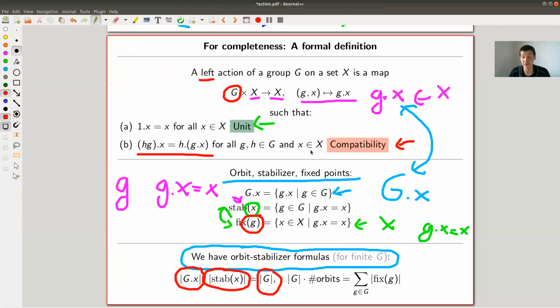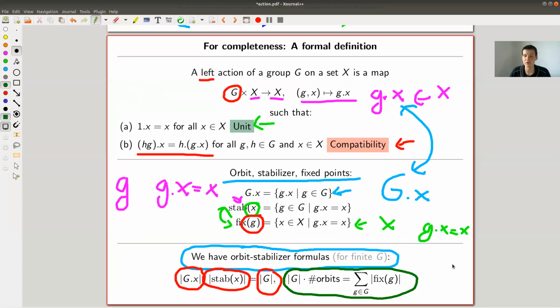Orbit times stabilizer is the order of the group is a very, very nice formula. And a kind of dual or related formula is that the order of the group times the number of orbits is the sum over all the fixed points. I will show that to you on the next slide, but it's a very useful formula, so don't worry about it right now.